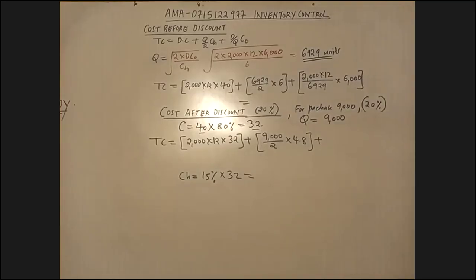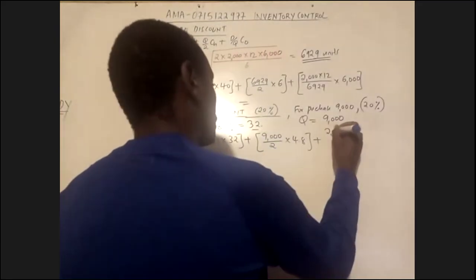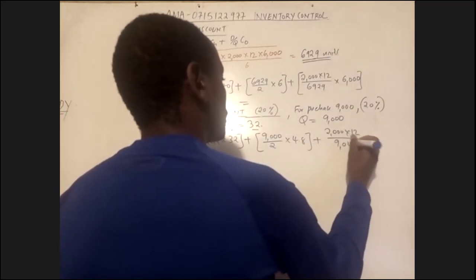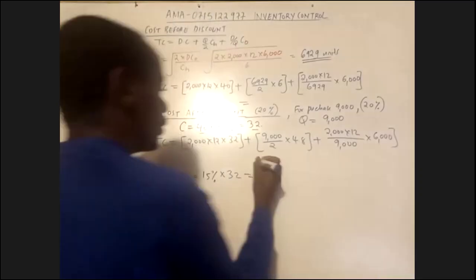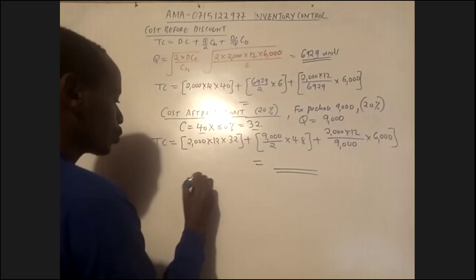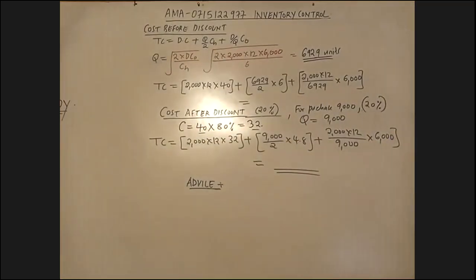Then we add D over Q, which is our 2,000 times 12 over 9,000, times CO, the same 6,000. Now what will be the total cost? Then you compare which one is the advice. You pick the one with the lowest cost as the advice. Is that okay? You will compute that. Let us move on.